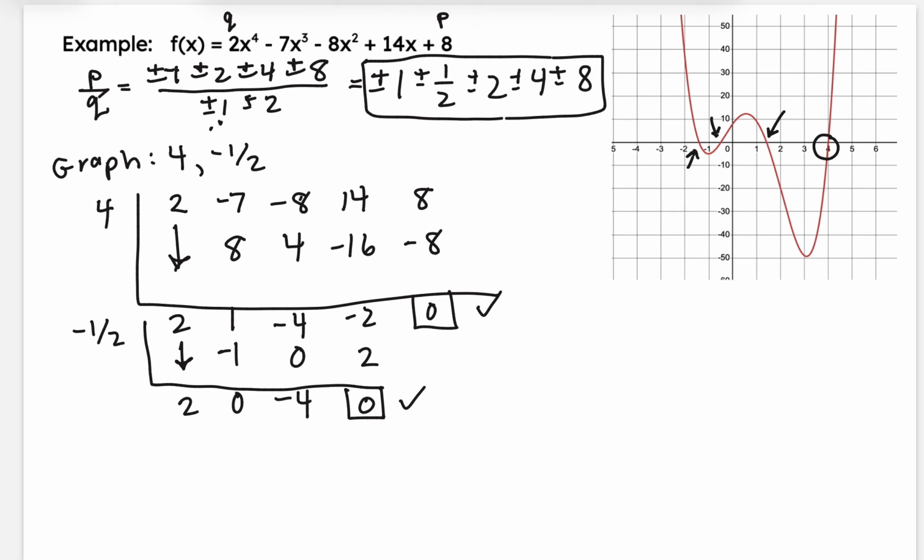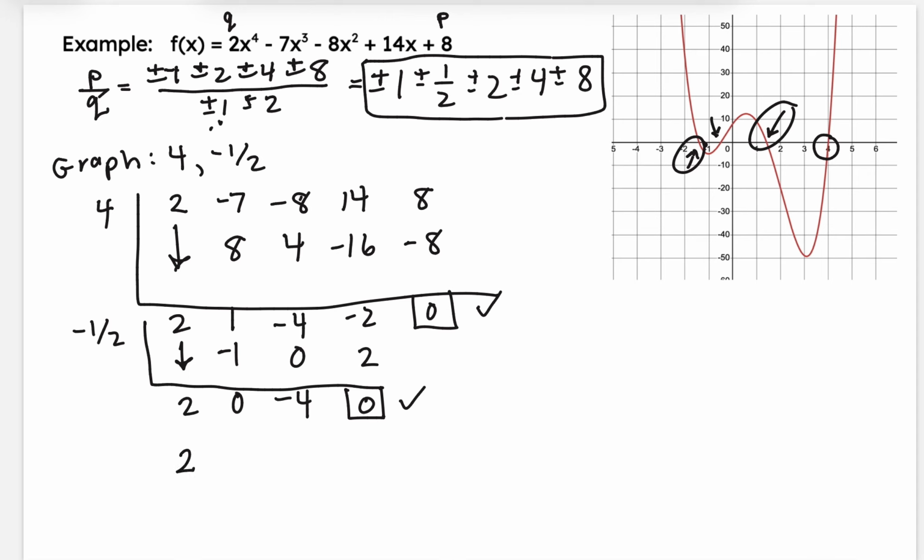So what we just did is we verified that both 4 and -1/2 are in fact zeros of our polynomial. Now we know we have two others. We have that one there and that one there. So we have our option now. We can do quadratic formula, we can factor, we can solve to find the remaining zeros.